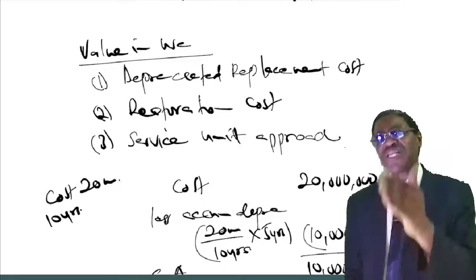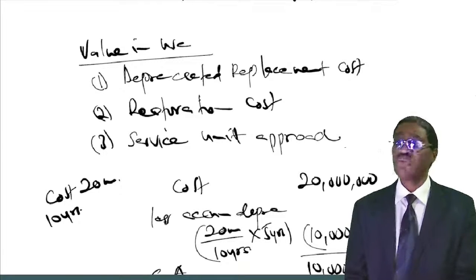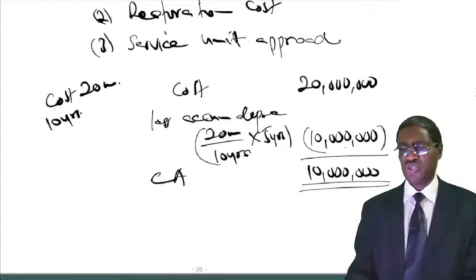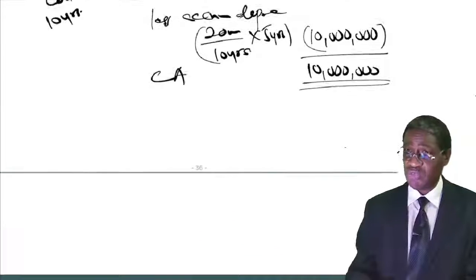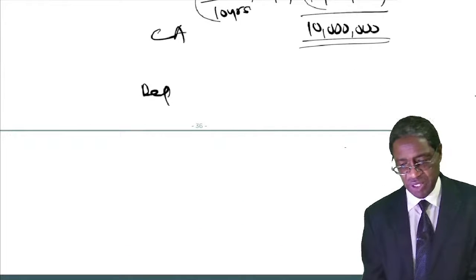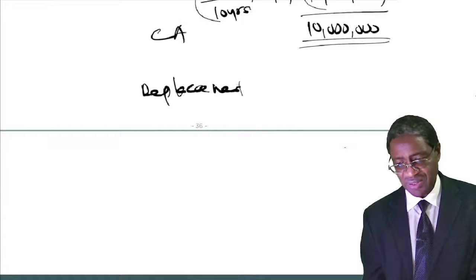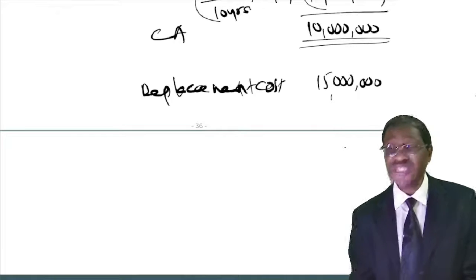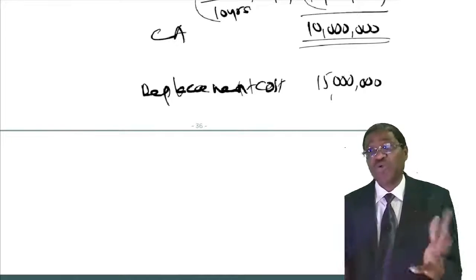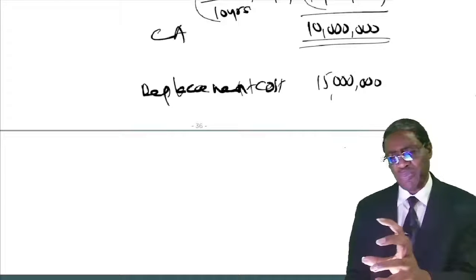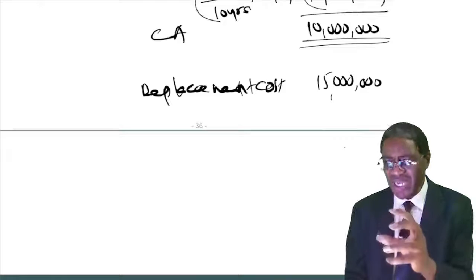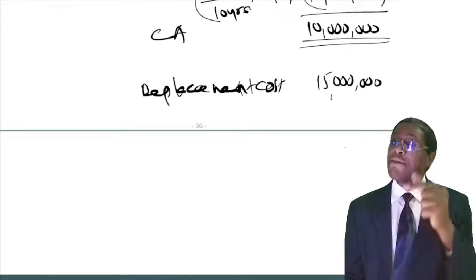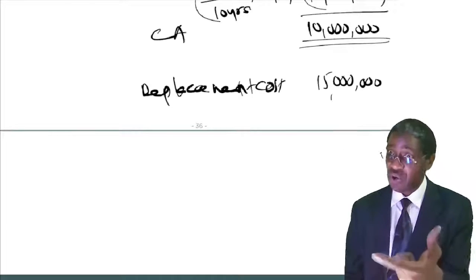If we are to replace that machine now, what would be the replacement cost? Suppose the question tells you that the replacement cost of this machine is 15 million. If you are to replace that machine now, you will replace it at a cost of 15 million. Once you know the replacement cost, you minus the accumulated depreciation based on the replacement cost.